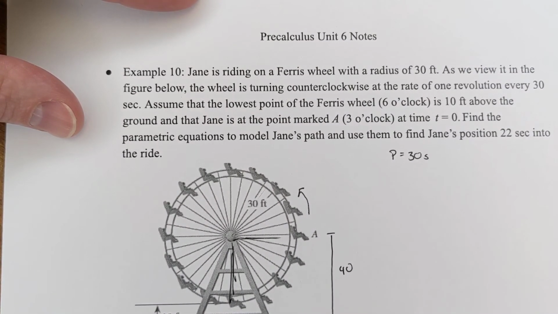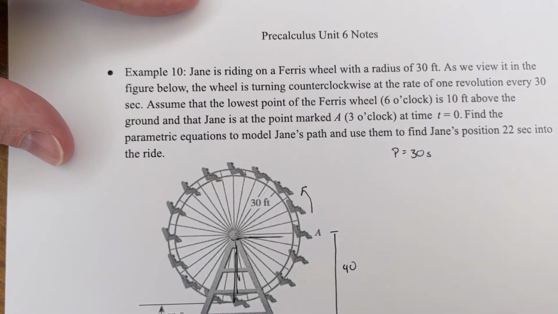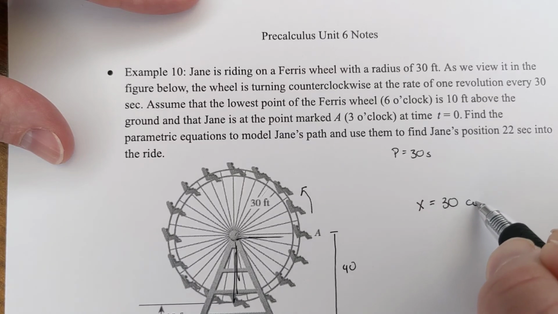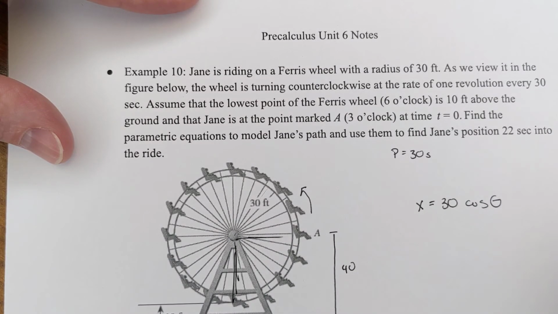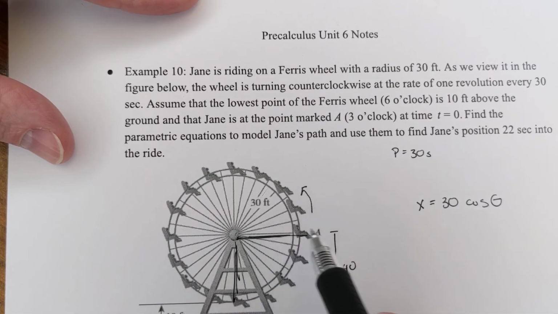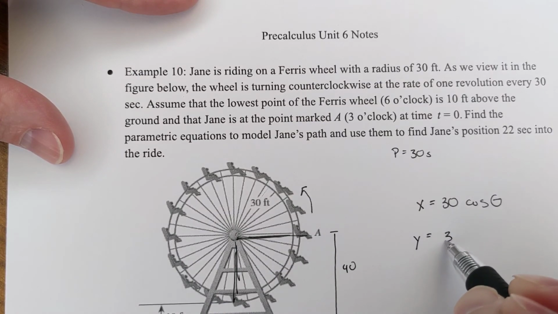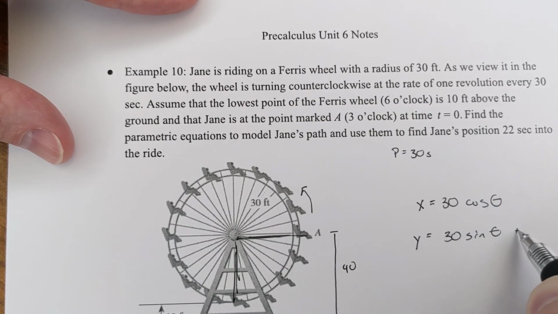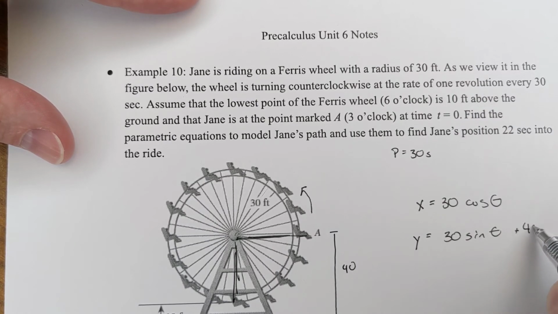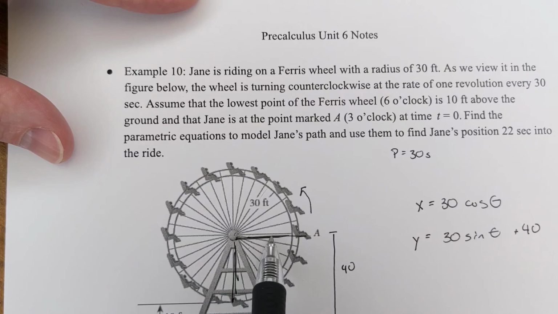So let's see here. Our x position is going to be the radius times the cosine of theta, because when she is at 0 degrees right here, she's 30 feet out, that's the radius. The y position is always sine, but it's going to be plus 40, because at time 0, she's 40 feet above the ground. So there's your two equations.